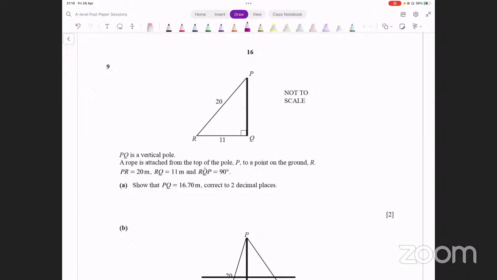उसने लेंस दी हुई है, PR दिया हुआ 20, PRQ is 11 and RQP is 90. That angle is 90 of course because P is the top of the pole, Q, yeah. So P, R and Q are on horizontal ground, so 90 degrees angle आपको बस बन रहा है. So that PQ equals 16.70, correct to 2 decimal places. Okay, how do we do that?